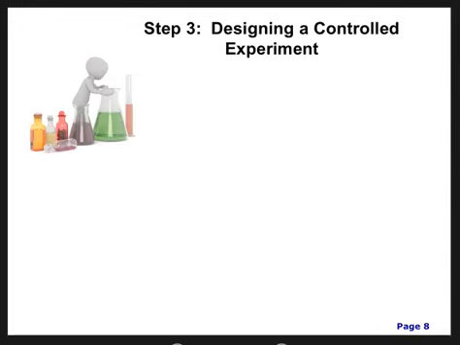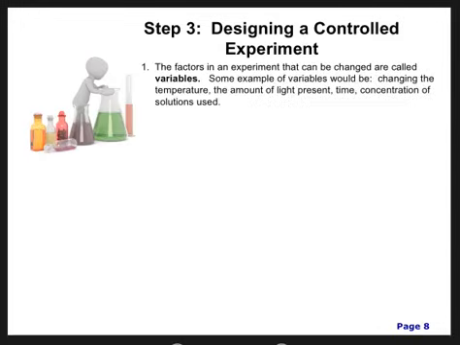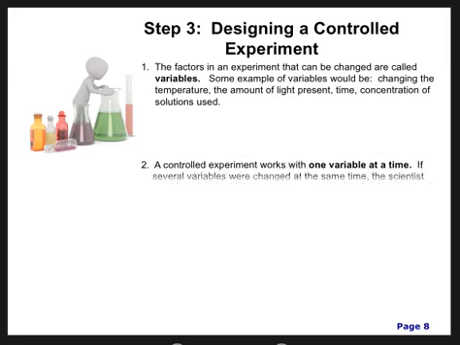Step 3, we're going to design a controlled experiment. So when we talk about a controlled experiment, one of the words that we have to talk about are variables. And variables are things or factors that can be changed within an experiment. Changing the temperature, changing the amount of light, changing the concentration of the solution used or the fertilizer, changing the amount of time before measuring. Okay.